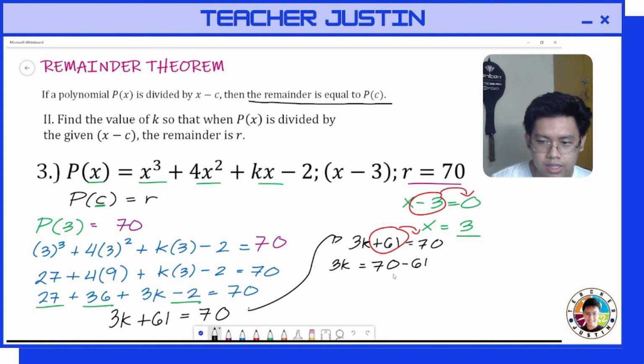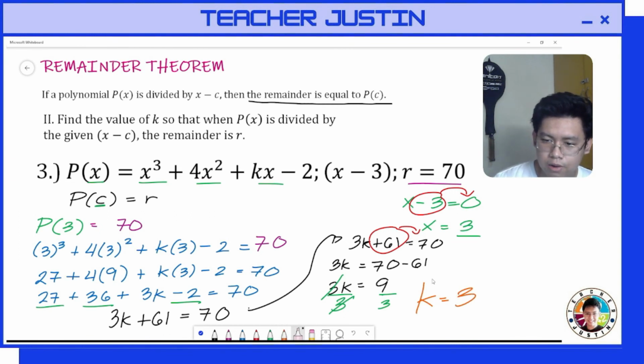Then let's combine 70 and negative 61. So 70 minus 61, that is 9. So we have 3k is equal to 9. Then let's divide both sides by 3. So cancel, cancel. So the value of k for this polynomial will be equal to 3. And that will be our final answer.